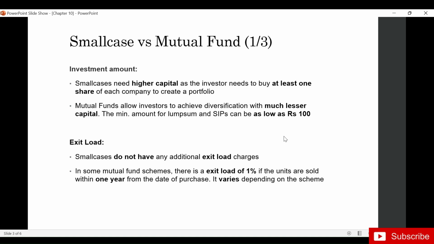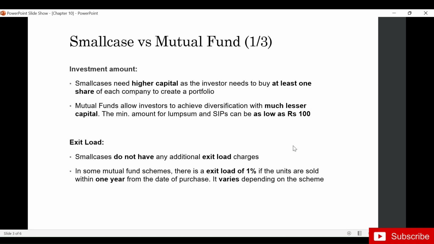In many mutual funds, the minimum amount for lump sum investments and SIPs can be as low as 100 rupees. The second parameter where we will compare smallcase and mutual funds is exit load. So in case of smallcases, they do not have any additional exit load. That means an investor can withdraw their investments and they will not be penalized or charged any fees.